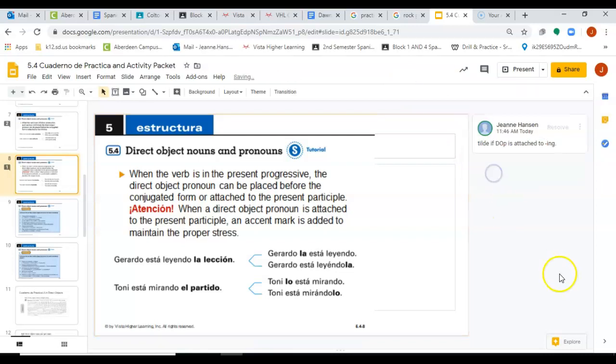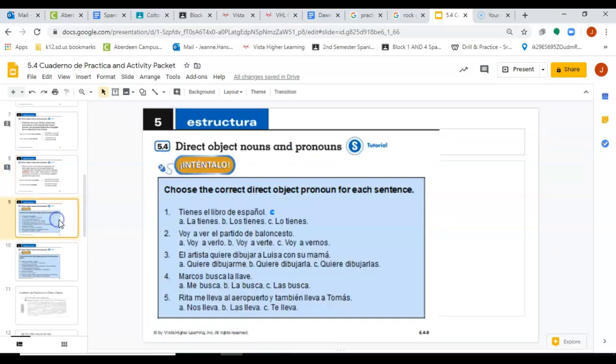Okay, anyway, next one, we're going to the next slide. These you already did. This is Inténtalo, okay? And so the system just puts it on there, but let's just go through a couple of these. You have the Spanish book. So now we want to change it to you have it. Well, el libro, singular, masculine, lo tienes, right?